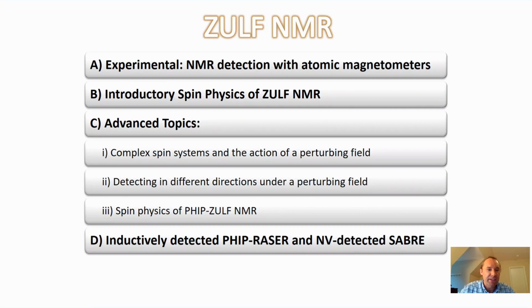Then in part 3 of the advanced topics, we're going to talk about parahydrogen effects and how we can use parahydrogen to enhance zero field NMR. And then in the last part of my talk, I wanted to take advantage of today's opportunity to also talk a little bit about 2 papers that just came out or are in the process of being accepted, and that is the PHIP Razor and NV-detected SABRE. So actually, I'm going to start with part D as a teaser, to give you a brief overview of these 2 things that are currently being published.